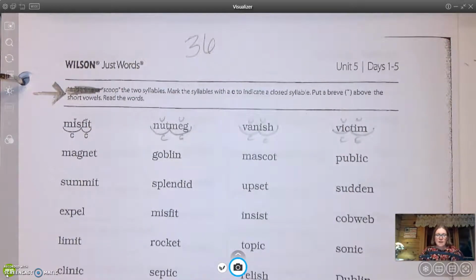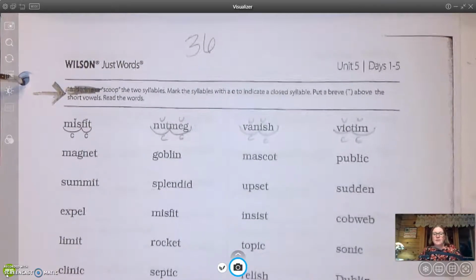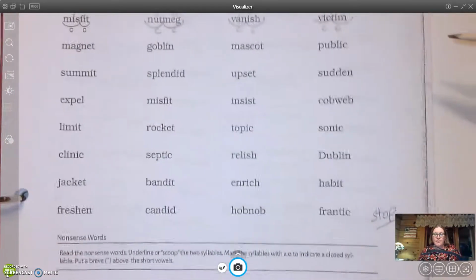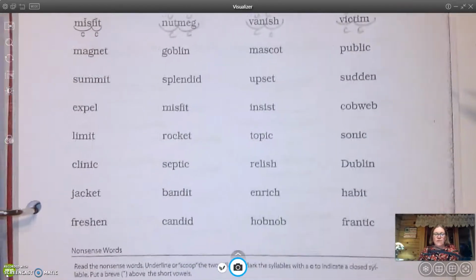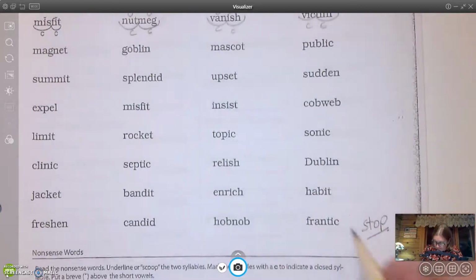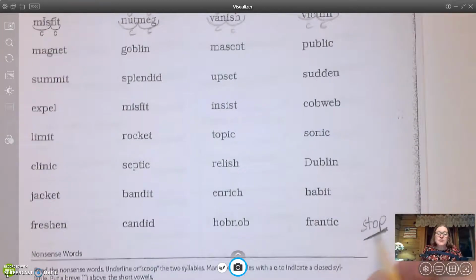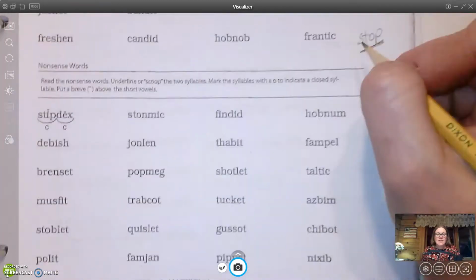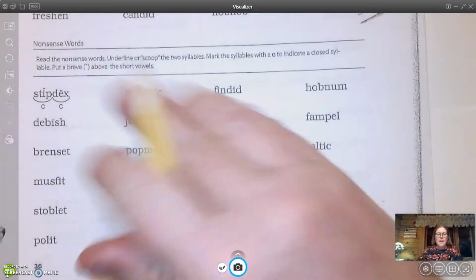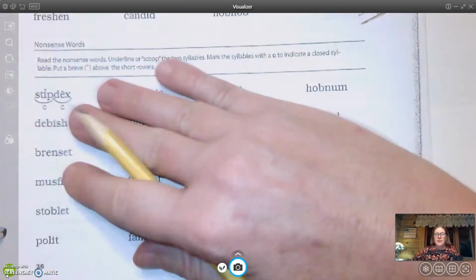All right, you are going to continue until you are completely done with the first half. If you want to, you can write the word stop right here at the bottom. Please do not do the next section. The next section is filled with nonsense words. Please do not do this yet. We will do it, just not yet.